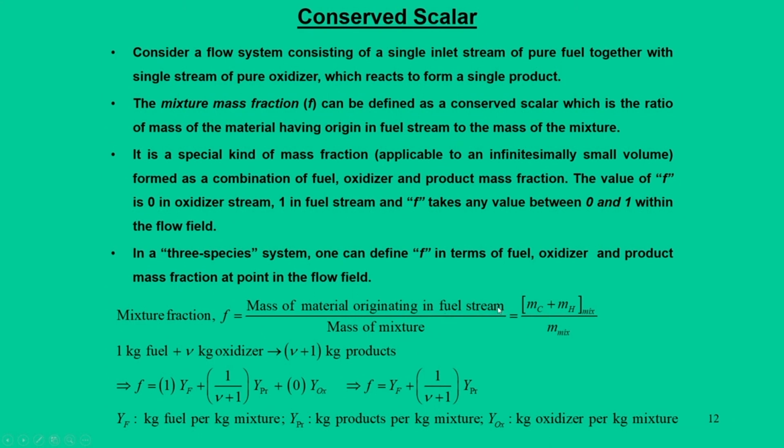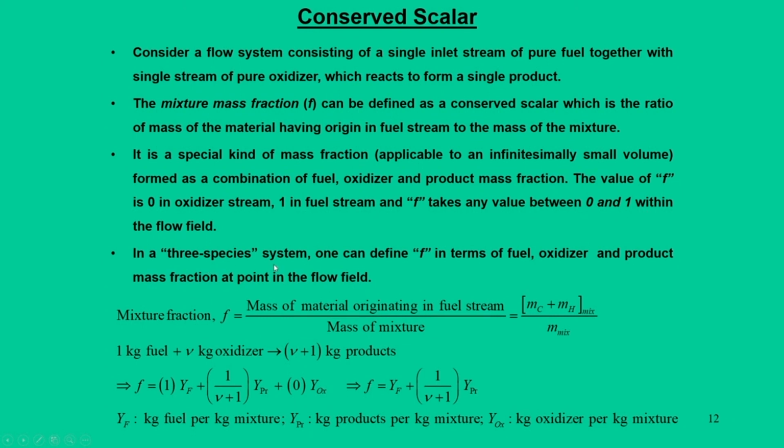For example, in hydrocarbon fuels, the materials are carbon and hydrogen. So, it is the total mass of carbon and hydrogen in the mixture divided by the mass of the mixture. The mass of the mixture can consist of fuel stream species, oxidizer stream species and so on. So, this number F, when you calculate it in the oxidizer stream, is 0. When you calculate it in the fuel stream, it is 1, and during the flow field or the combustion process, this value can take any number between 0 and 1.